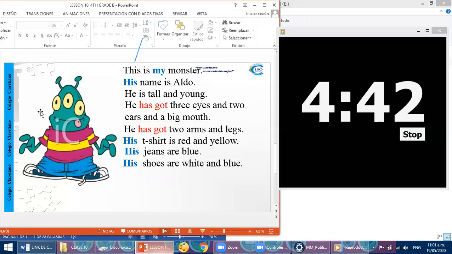Me vas a enviar the picture of the monster and the description. This, the two, in one paper. A photo, could be a photo, okay, no problem.